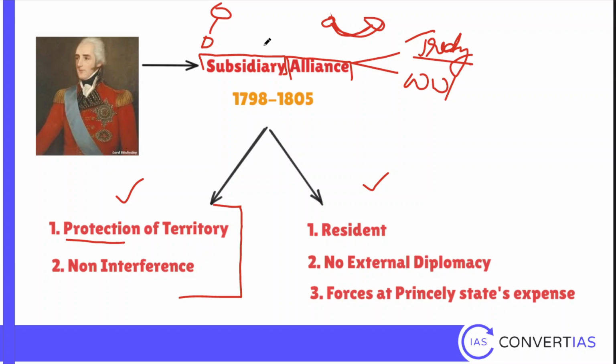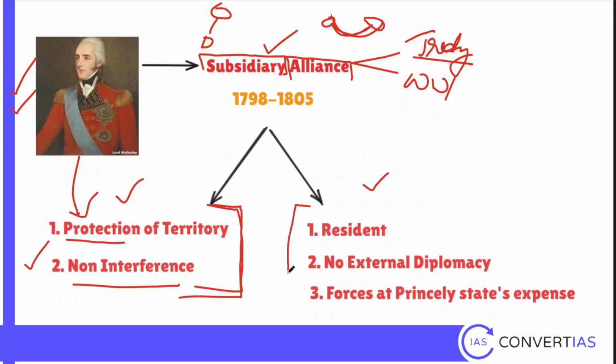If a subsidiary alliance is signed, the British will give protection to the princely state with their superior military. First point. Second, the British, by British I mean the East India Company, will not interfere in the internal matters of the princely state. So think from the perspective of the princely state. Okay, we are getting the protection of a very superior military and they are not going to interfere in our internal matters as well. So it's a good deal for the princely state, right?